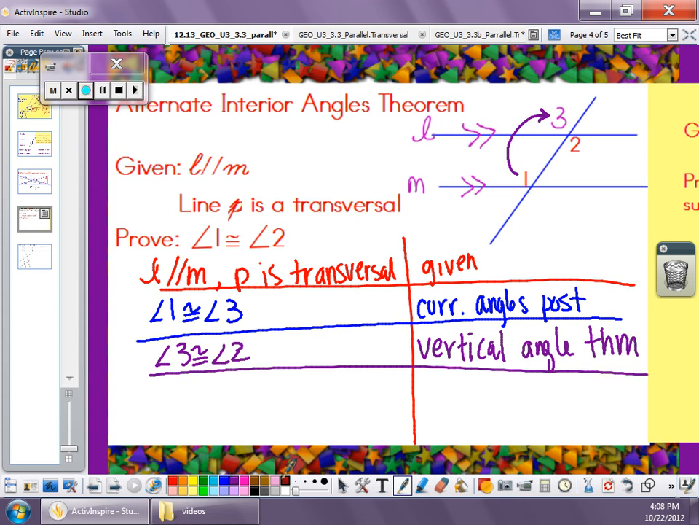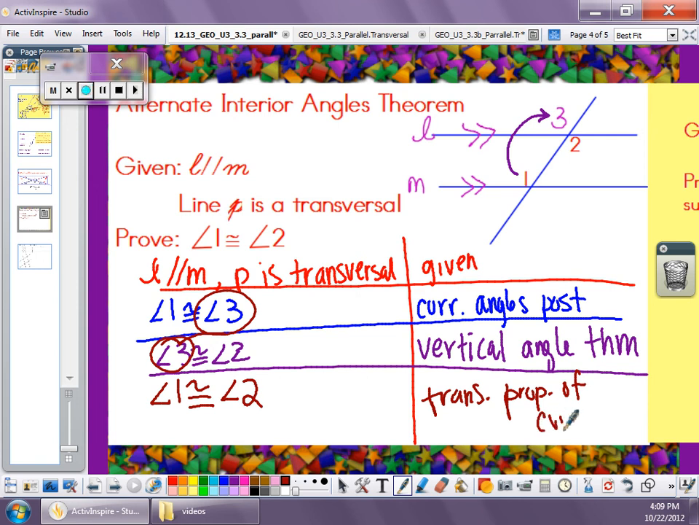And the last part of this, if angle 1 is congruent to angle 3, and angle 3 is congruent to angle 2, angle 1 must be congruent to angle 2. I've kind of cut out this middleman. When I cut out the middleman, we call that the transitive property of equality? Of course not. We don't have an equal sign. It's the transitive property of congruence.